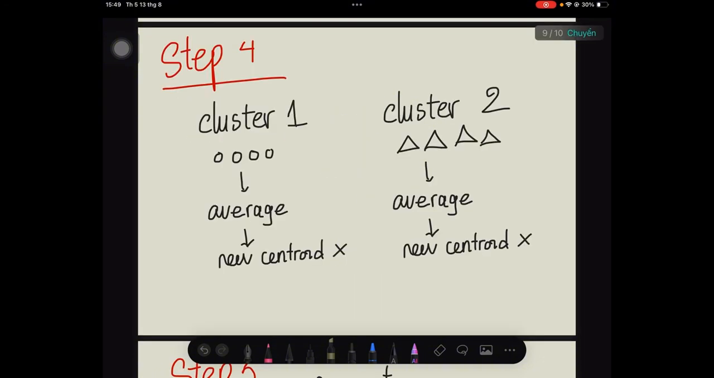Now comes the key iterative step. Once observations have been assigned to clusters, K-means calculates a new centroid for each cluster by taking the mean of the observations assigned to that cluster. That's where the word means in K-means comes from. The centroid is based on the mean value of observations in that cluster. So after the first round, the centroids move. They are no longer where they started. They are now closer to the actual center of the observations assigned to each cluster.